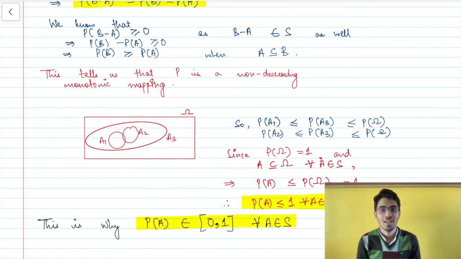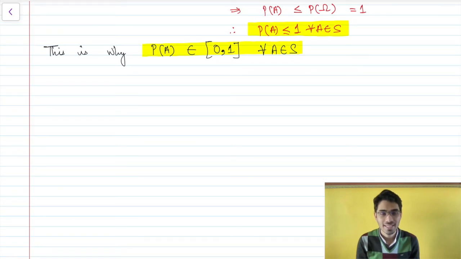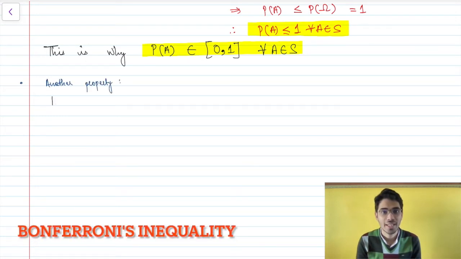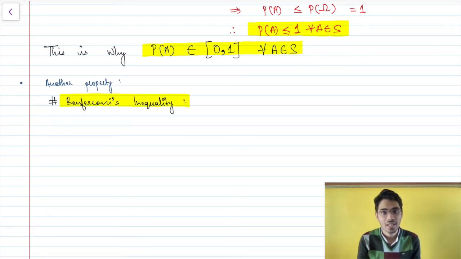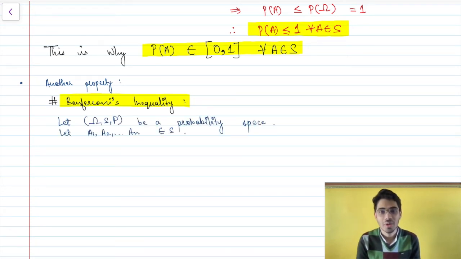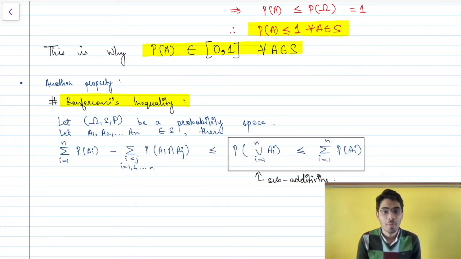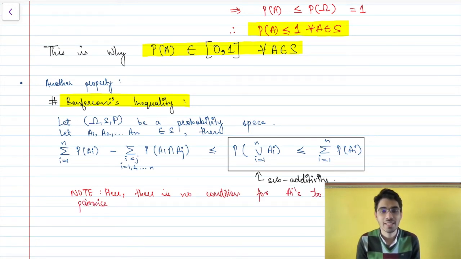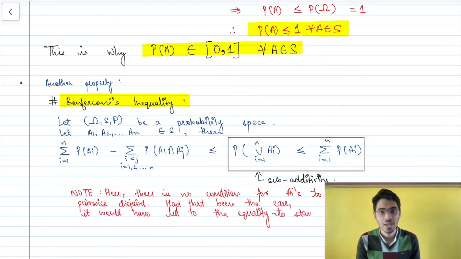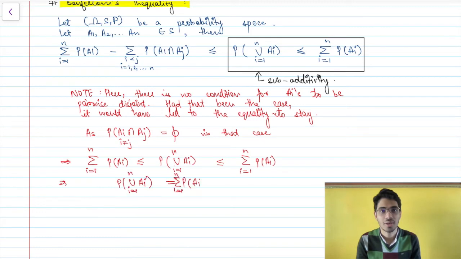Hoping that we are clear on what probability is and have understood the foundation of the same, so that we never have to mug up those insights that we used to do in school, we move on to another property by the name of Bonferroni's inequality. So for a probability space omega, S and P, and sets A1, A2 till AN in S, we have this property to hold true. Unlike property 3, there is no condition for the Ai's to be pairwise disjoint in this case. Had they been pairwise disjoint, this inequality would have turned out to be the equality, and you can see how the math works out.